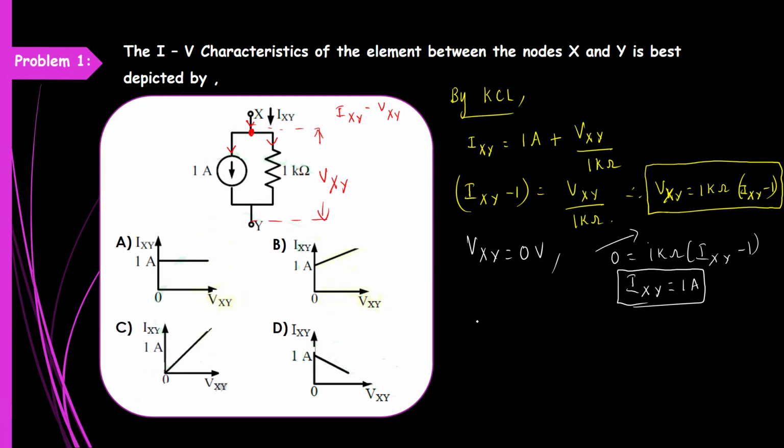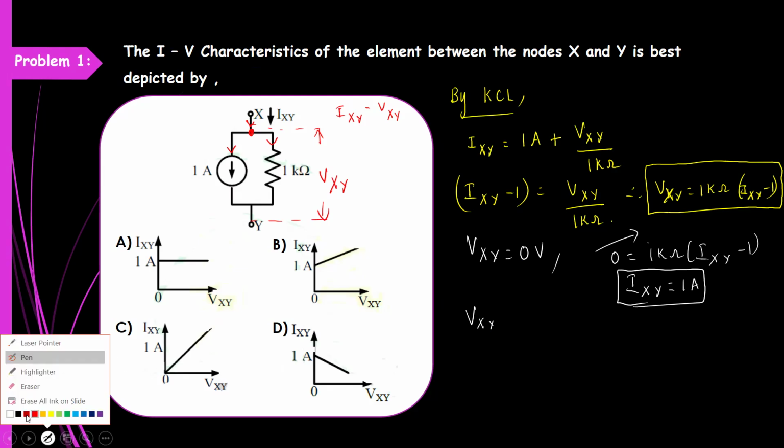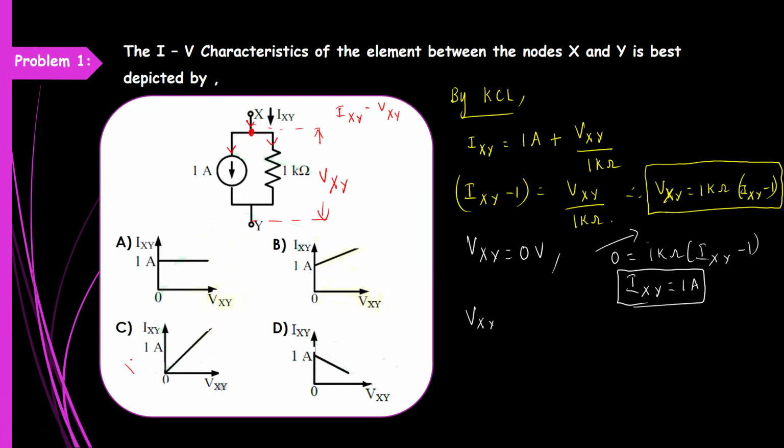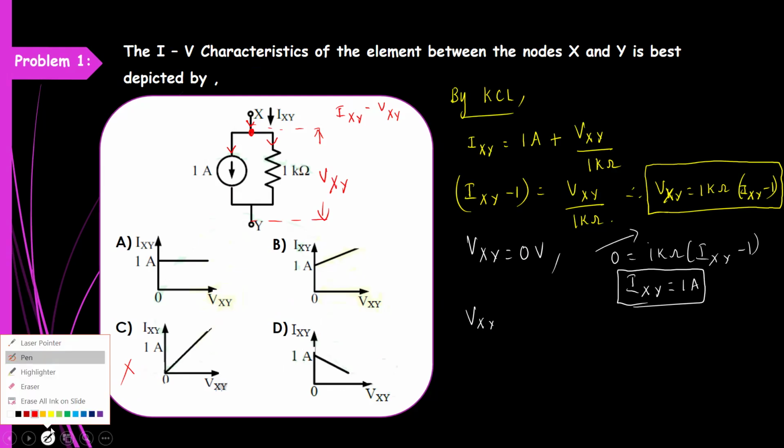So let me check with the other value also. Okay, when VXY is increasing, what will happen for the current? That also we have to check. Because different types of characteristics is given, in option A, constant value is given. In option B, increasing characteristics is given. And then option C is already wrong only because we didn't obtain 0 amps. So option C is wrong. So we need to check whether current is increasing or current is decreasing with respect to the variation in voltage. So let me check with that.